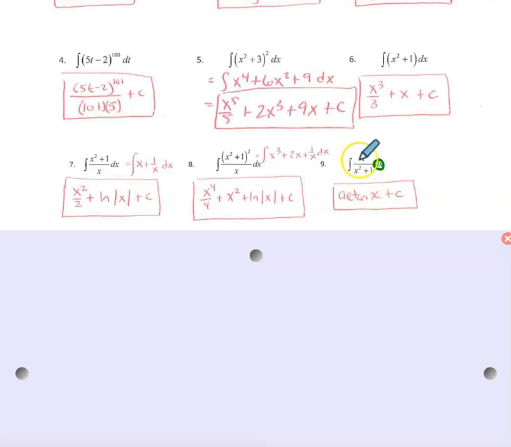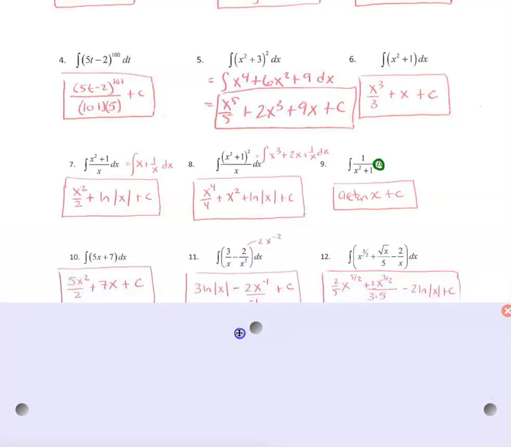For number 9, 1 over x squared plus 1, you just have to memorize this one. The antiderivative of this is arctan, because arctan differentiates to 1 over x squared plus 1. So the two that you need to know cold are that 1 over x squared plus 1 goes to arctan, and 1 over the square root of 1 minus x squared goes to arcsine. Those come up a lot.